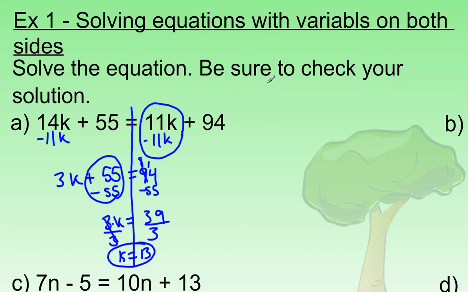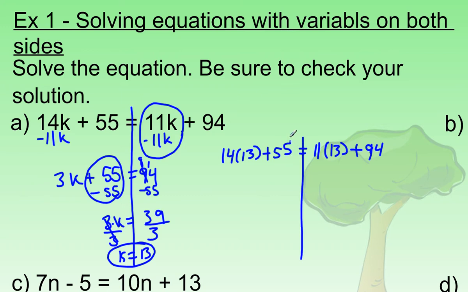Now it asks us to check our solution. So to check the solution, you simply plug the number back in. So 14 times 13 plus 55 equals 11 times 13 plus 94. And all we're checking is, does this side equal this side? If it does, then that is our solution.